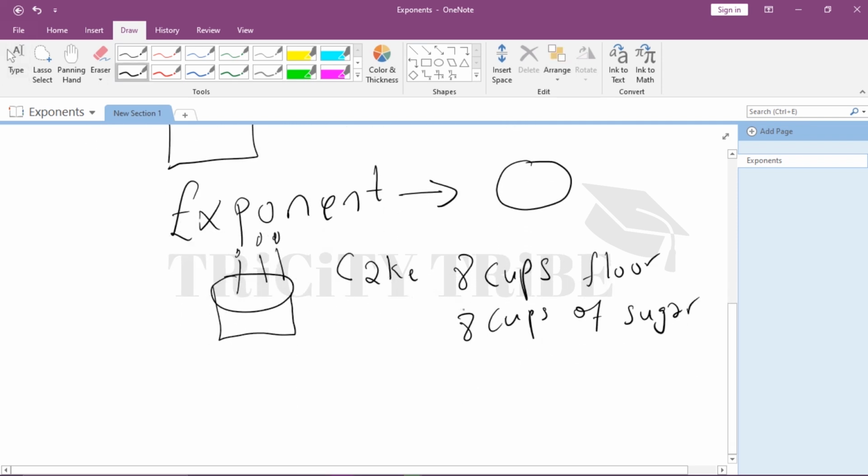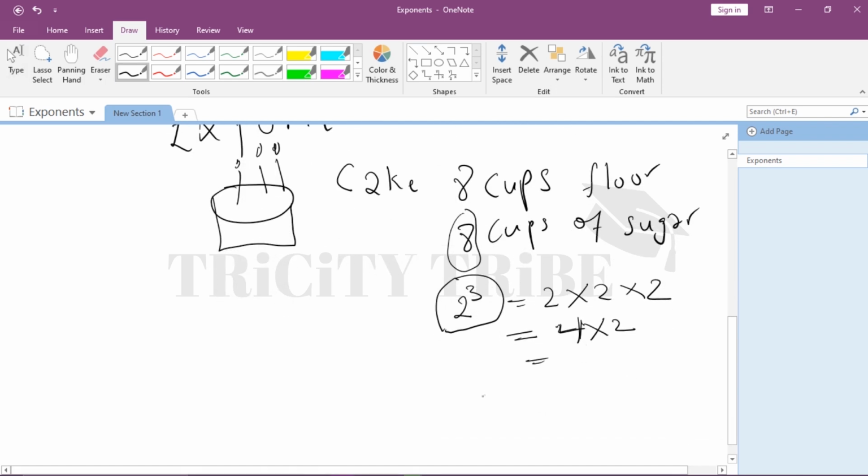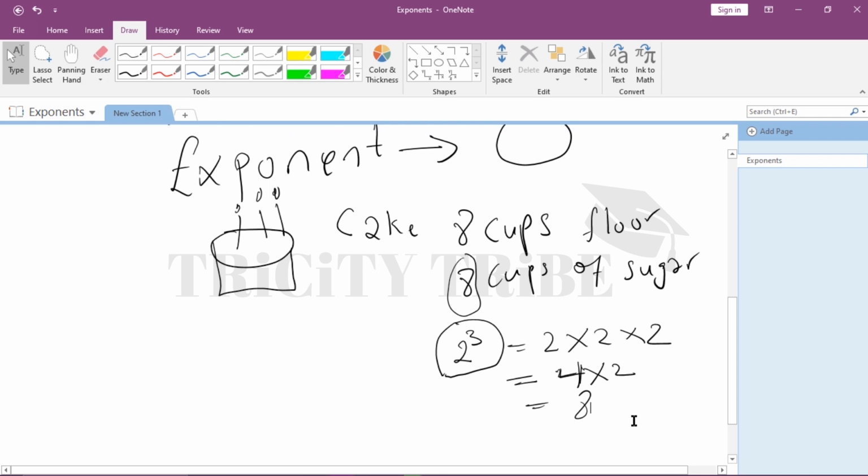Now you can shrink this number to a smaller number. You can make it as this. We are going to learn how to do this very soon, don't worry. This is 2 raised to power 3, right? Which is 2 times 2 multiplied by 2. 2 times 2 is 4, multiplied by 2, that gives us 8. So you can see we've shrunk this number to this.